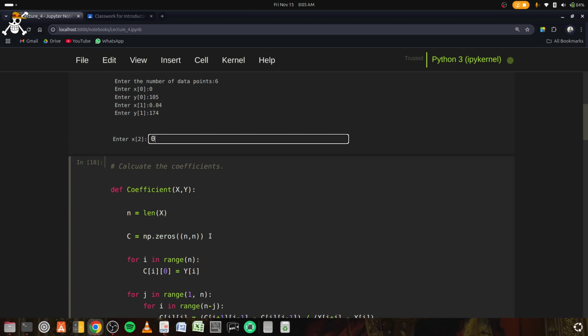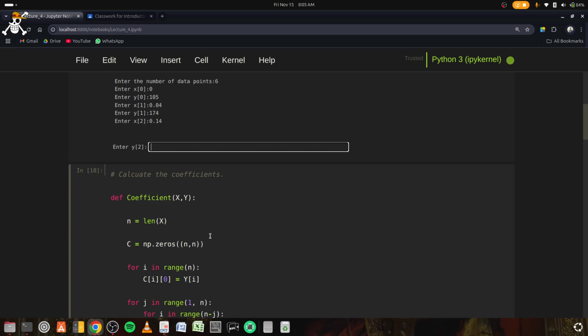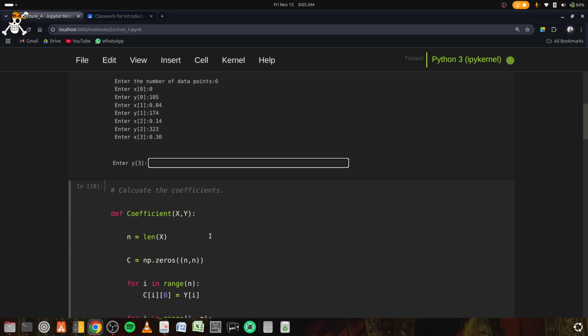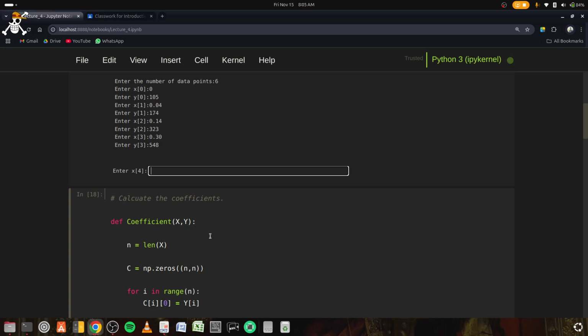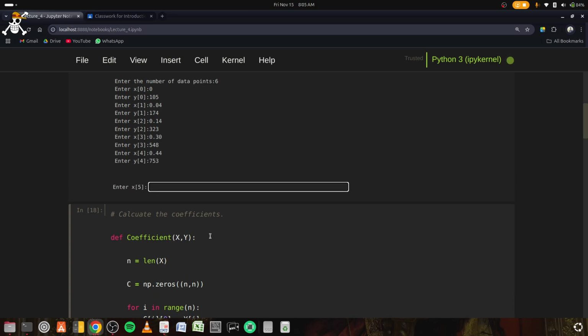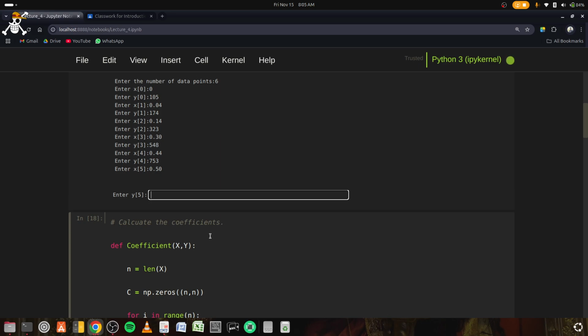Then the value is 0.14 and the magnetic field is 323. And then 0.30 and the magnetic field value is 548 Gauss, right? Then 0.44 and the magnetic field is 753, and then 0.50 and the field value is 835.